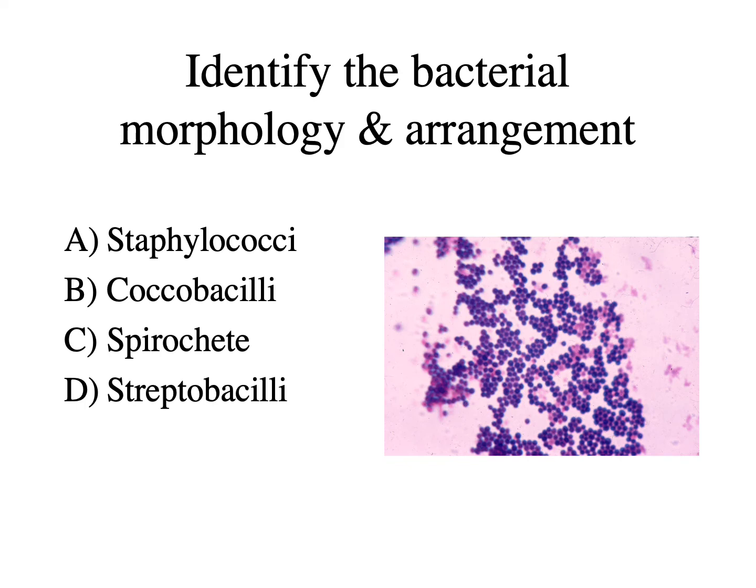So then you look at the arrangement. Is it in a chain? Is it by itself? Are there two of them? In this case, there are multiples connected together in a cluster. That is Staphylococci. Staphylococci is a cluster of cocci. So it is not B, Coccobacilli, because they aren't oval shaped. It is not Spirochete. They are not helical and corkscrew shaped. And it is not a bacillus in a chain. It is not Streptobacilli.